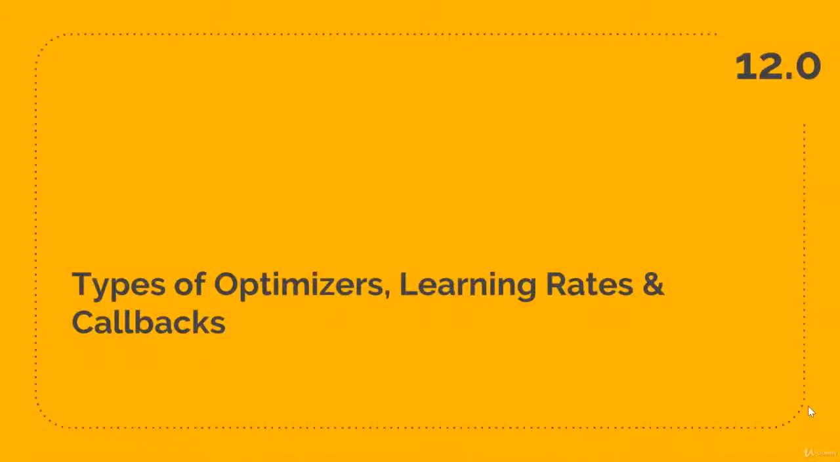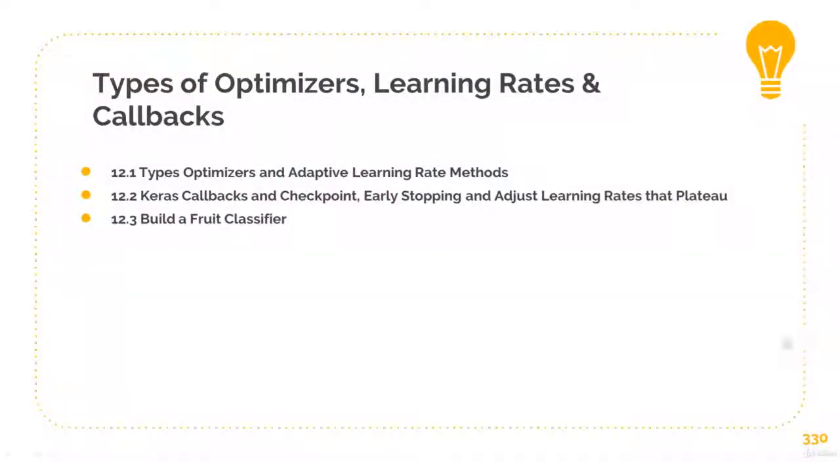Hi, so welcome to chapter 12, where we talk about the different types of optimizers, what learning rates are, how we even manipulate our learning rates during training, and what callbacks are, a very important Keras utility. So these are the 3 sections in this chapter. Firstly, we go through the types of optimizers and adaptive learning rate methods. We then take a look at Keras callbacks and look at 3 important callbacks. There are many more, but these are the important ones I would advise you to know: checkpoint, early stopping, and adjusting learning rates that plateau. And lastly, we're going to use these callbacks and build our fruit classifier. So stay tuned.